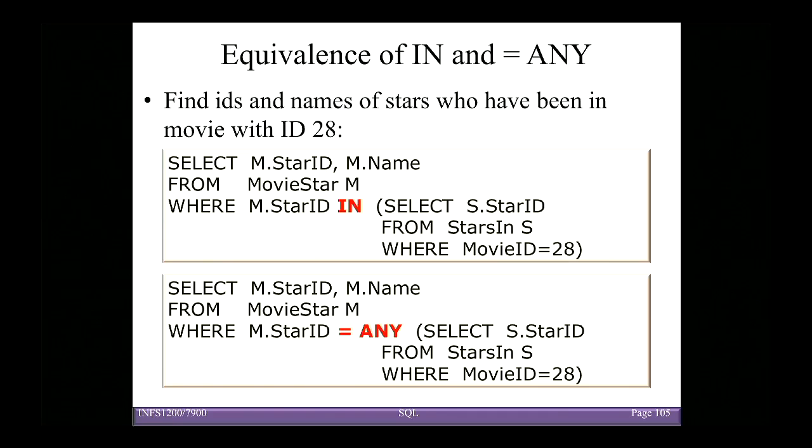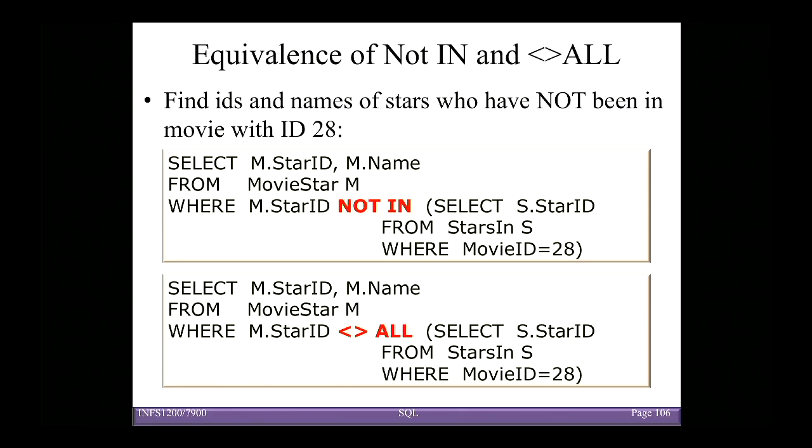Okay, now we talked about how you can write things with in or not in. And we also talked about any or all. And there's some equivalence there. Some people find it easier to think about the in version of these queries, and some people find it easier to think about the any version. So for example, you want to find IDs and names of stars who have been in movie with ID 28. You can write it like that, where this is in that, or where movie star equals anything within that. Both of those will give you the same results. These two are the same.